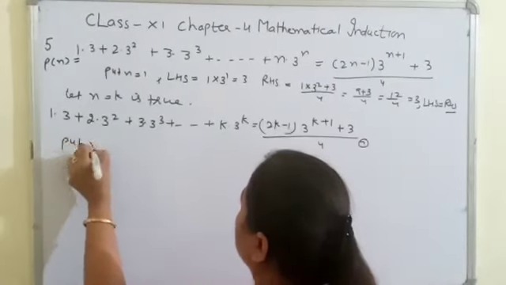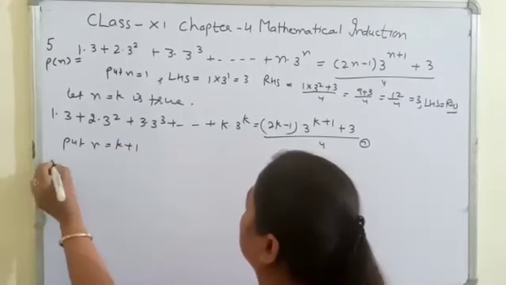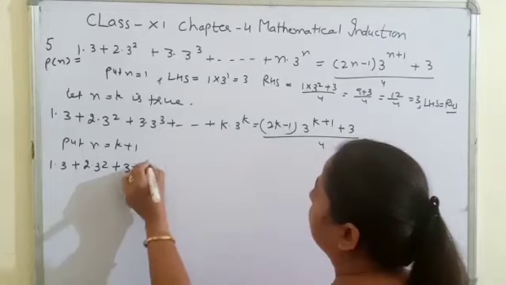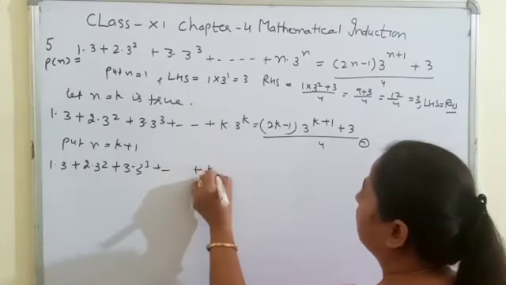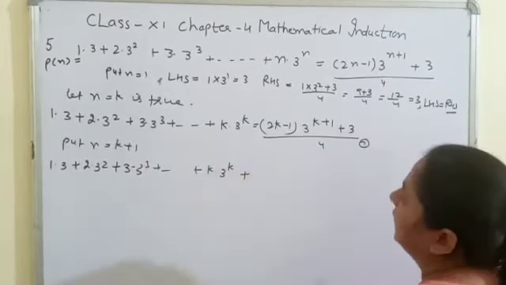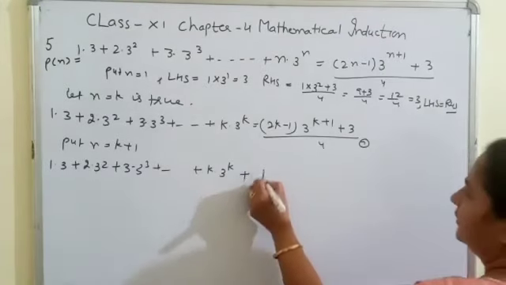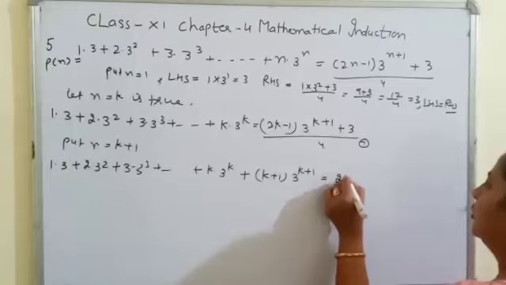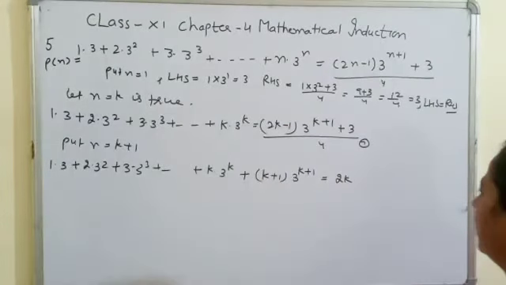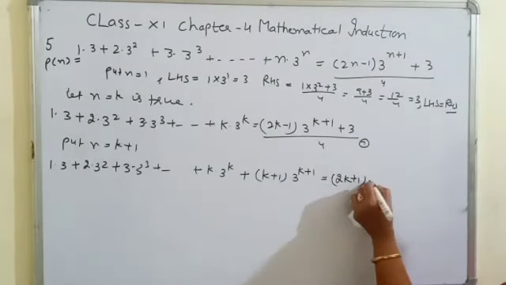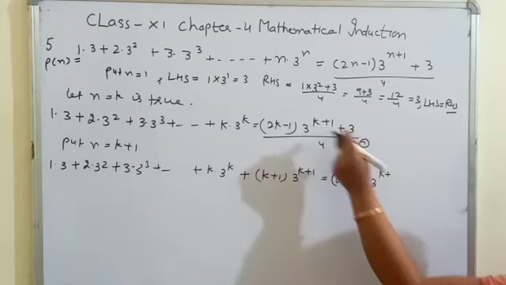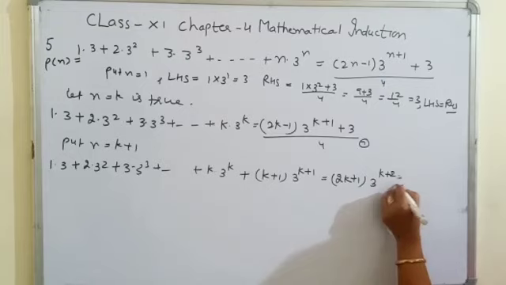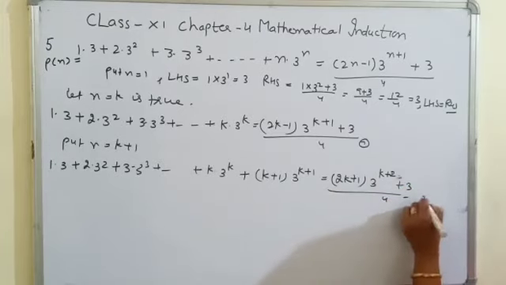Now put n equal to k plus 1. Firstly, we will write the second last step, then the last, that is k plus 1 into 3 power k plus 1 is equal to 2 into k plus 1 minus 1, it will become 2k plus 1, into 3 power k plus 2, plus 3 upon 4. This is the second.